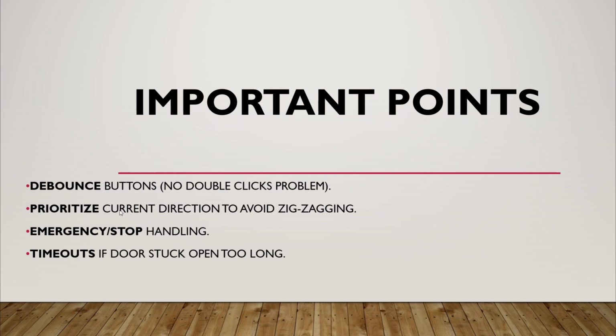We always prioritize the current direction. It's not like this: the lift is on the 5th floor, someone is on the 7th floor and wants to go up, so direction is up, and people on the 6th floor who want to go down, so the lift won't stop at the 6th floor. There is also emergency stop handling there, and there is also a timeout, like if the door is stuck open or open too long, so these are the timeouts.